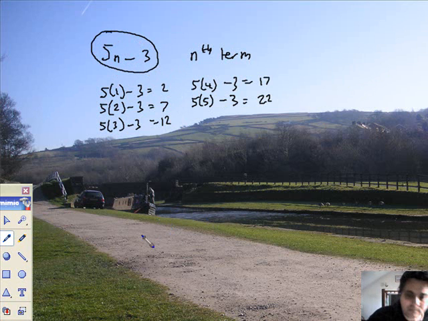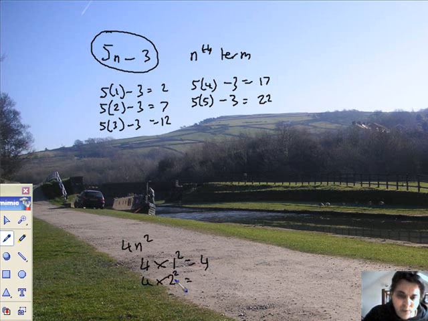Let's do another one. 4n squared. Got to find the first 5 terms. So I've got 4 times 1 squared. Well, 1 squared is 1, 4 ones are 4. Next one, 4 times 2 squared. Watch out for your BIDMAS knowledge. Square it first, then multiply by 4, not multiply by 4 and then square it. That's wrong. So 2 squared is 4.